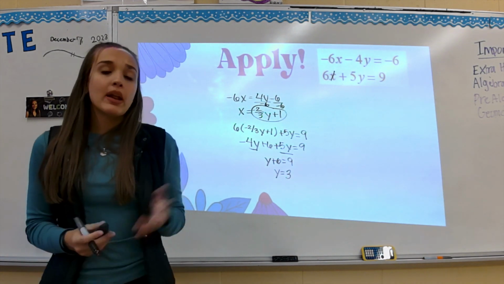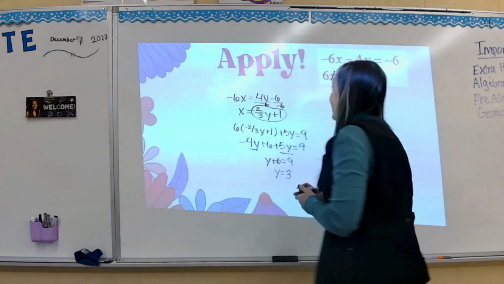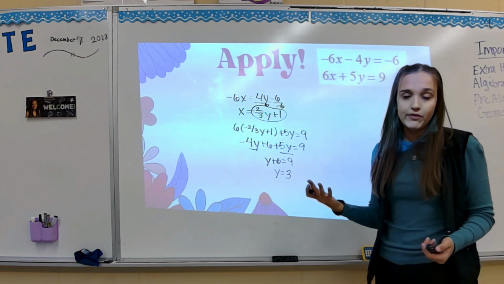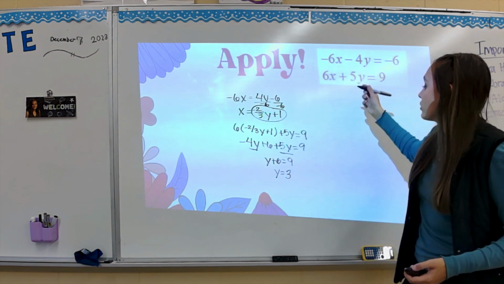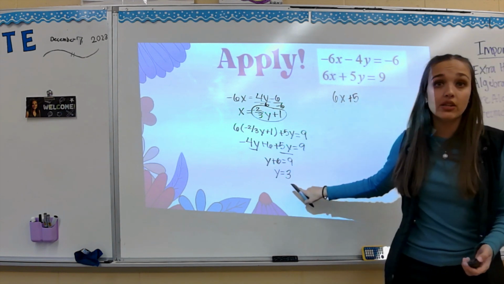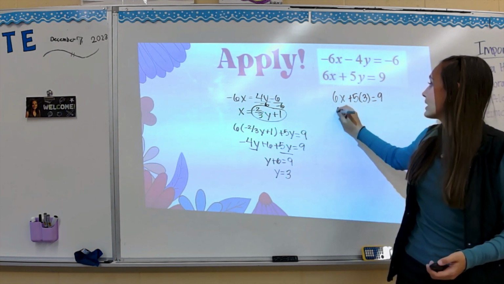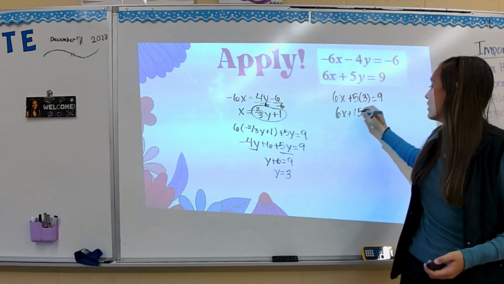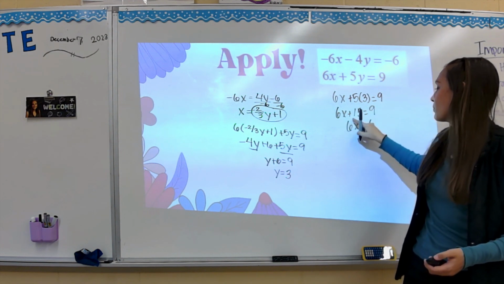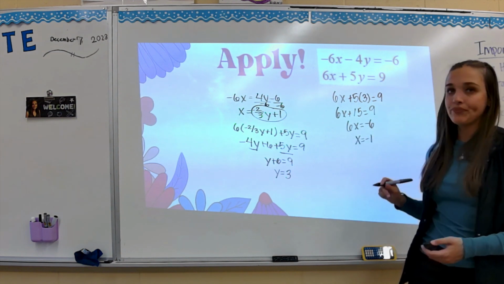So my y is 3, but I'm not just asking for the y, I need my x as well. I could plug it into either one of these equations. I'm going to choose the second one. I would rather work with something that has the positive coefficients. So I'm going to plug it in here. I get 6x plus 5, we found my y is 3, so plug it in, equals 9. So we get 6x plus 15 equals 9. Subtract 15 over, I get 6x equals negative 6. So my x is negative 1.